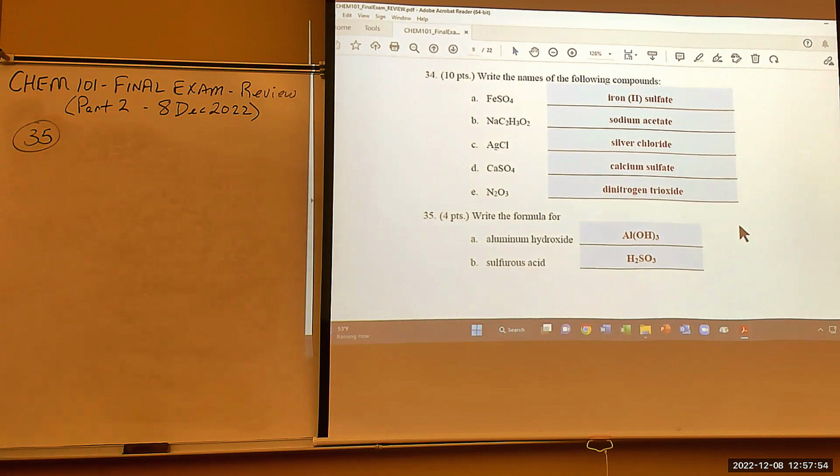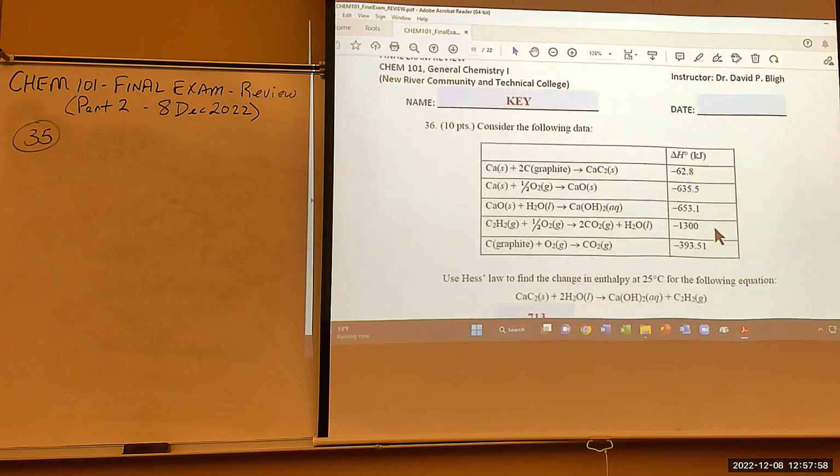Let's see, do we only have 2, or does it bleed over into the next page? No, just the 2.